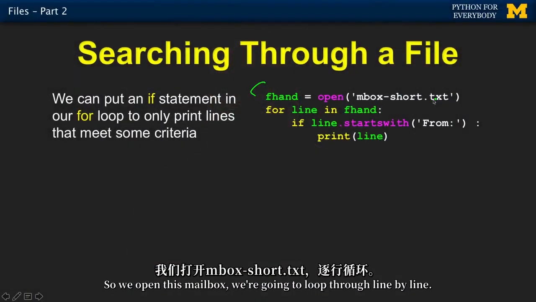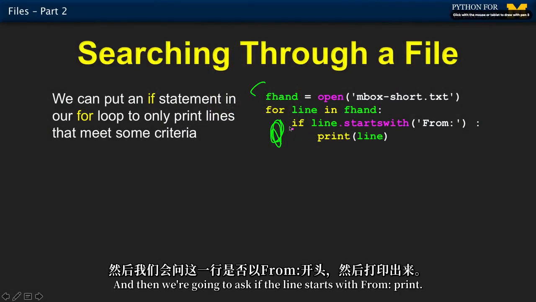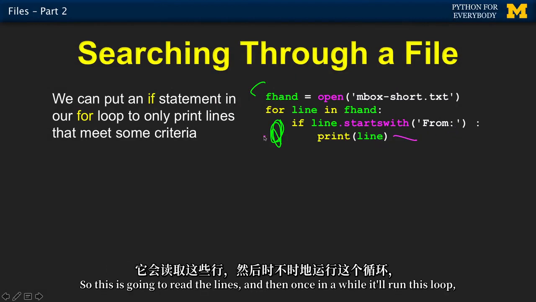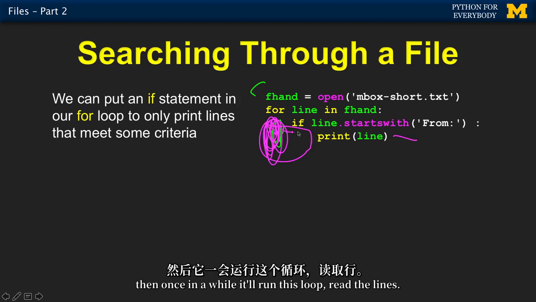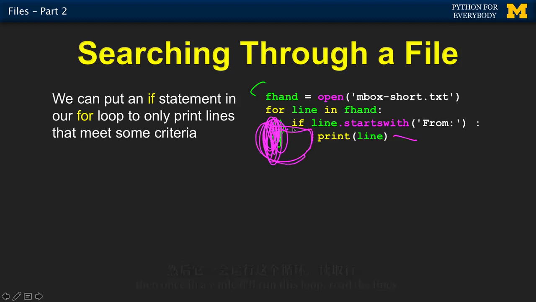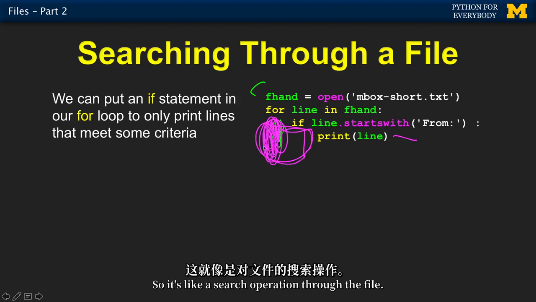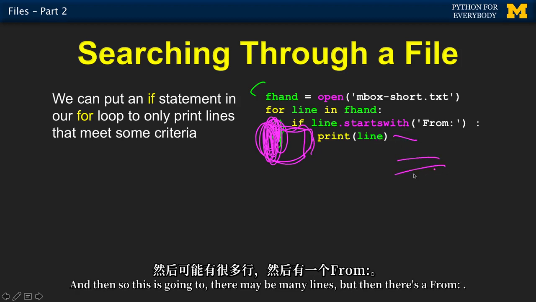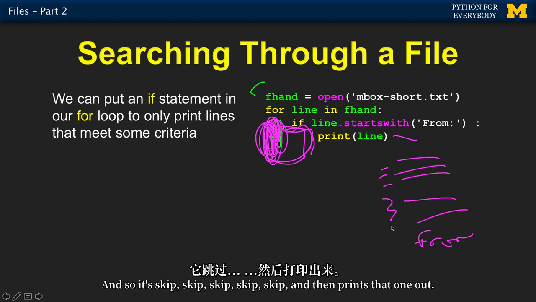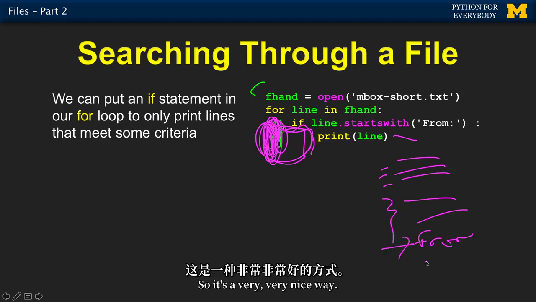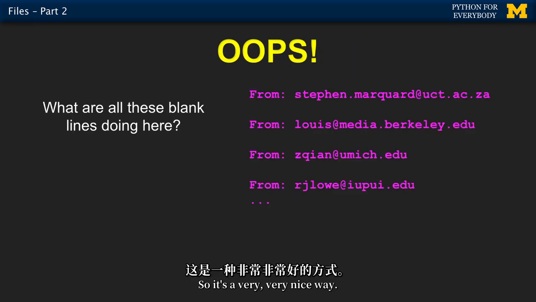So we open this mailbox, we're going to loop through line by line, and then we're going to ask if the line starts with 'From:' space, print it. So this is going to read the lines, and once in a while it runs this loop and reads some more lines. So it's like a search operation through the file. There may be many lines, but then there's a From. And so it skips, skip, skip, skip, skip, and then prints that one out. So it's a very, very nice way.